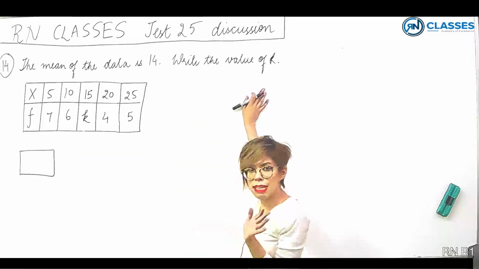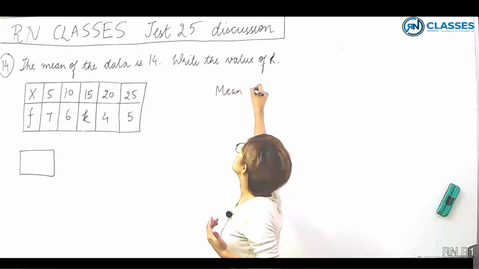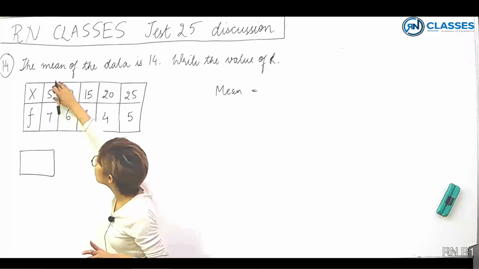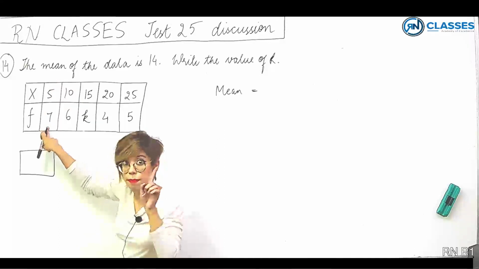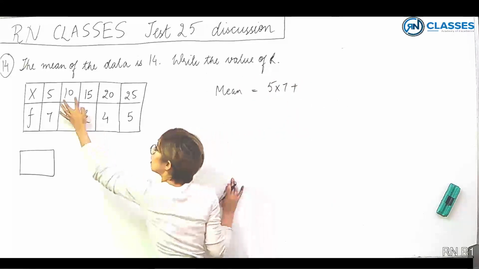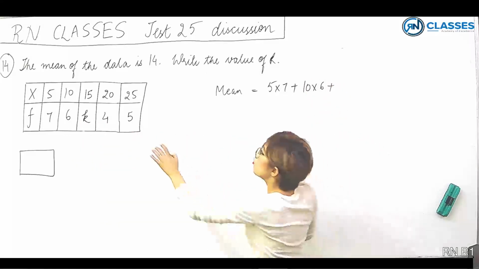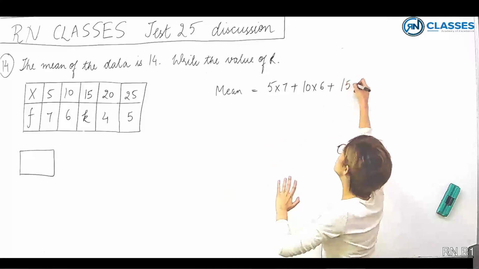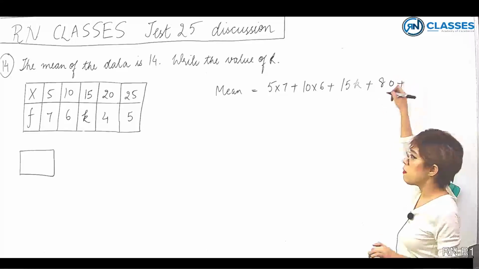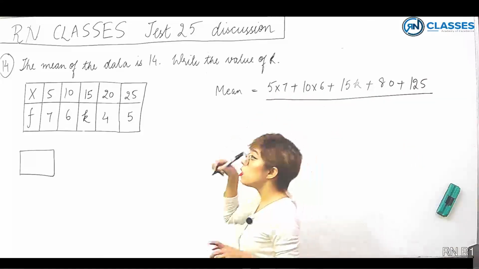Now, can you find the mean as it is? Mean is sum of observations over total number of observations, right? Now, sum of observations. Obviously, the observation 5 occurs 7 times, so I can say that is 5 into 7 plus 10 into 6, plus 15 into k or 15k, plus 20 into 4, that is 80, plus 25 into 5, which is 125. Whole divided by the total number of observations.